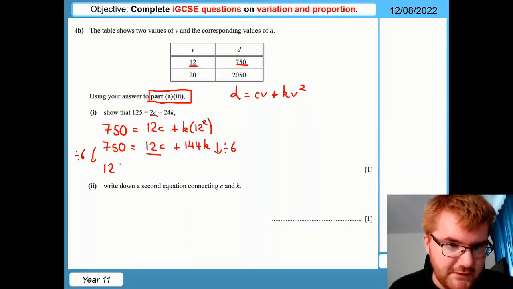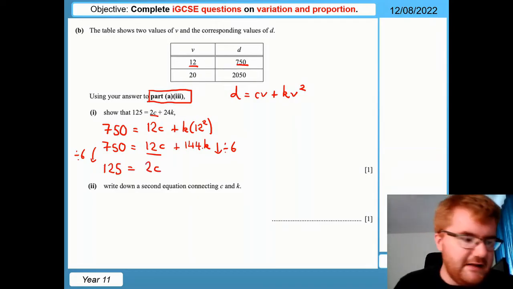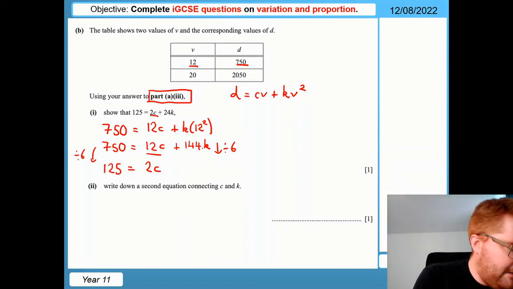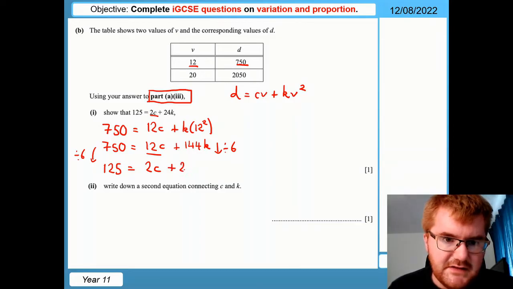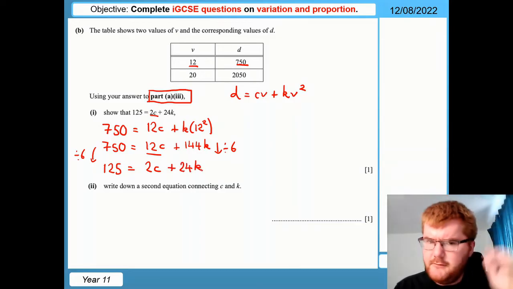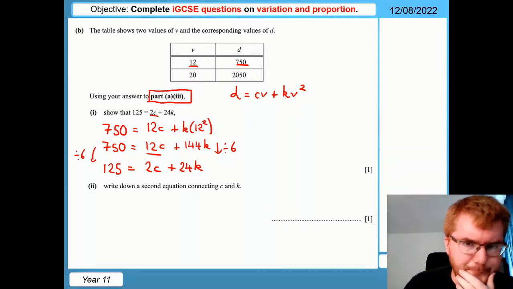That's a very good sign. 12 divided by 6 is equal to 2, so that's good. And then 144 divided by 6, I'm sincerely hoping that's 24, and it is. So we get 24k for our 1 mark. It seems kind of mean for 1 mark. That seems like quite a lot of work to do.